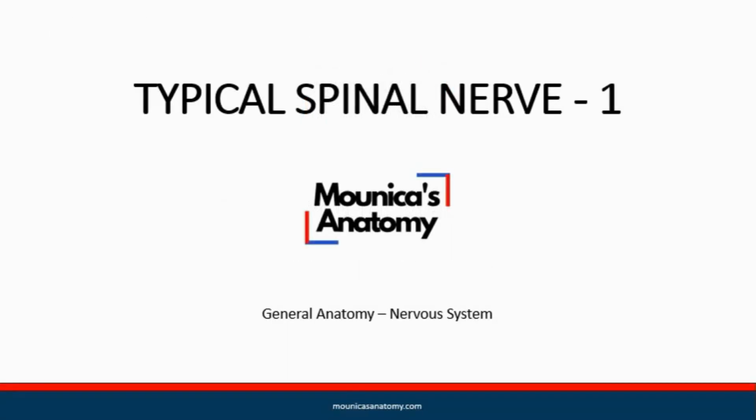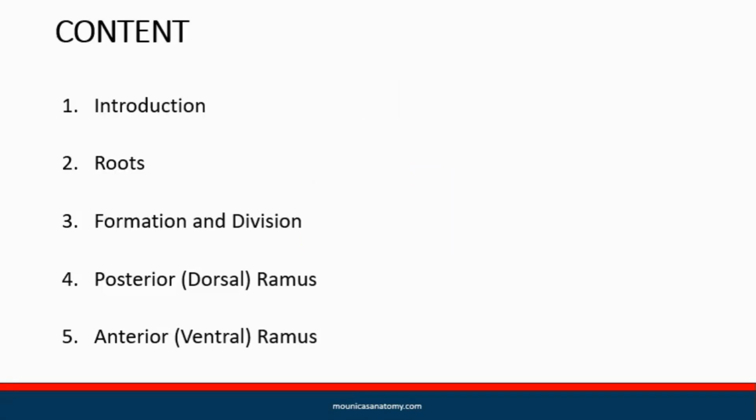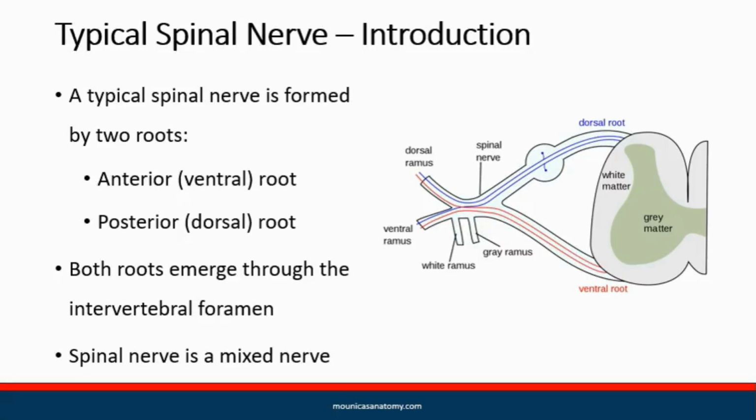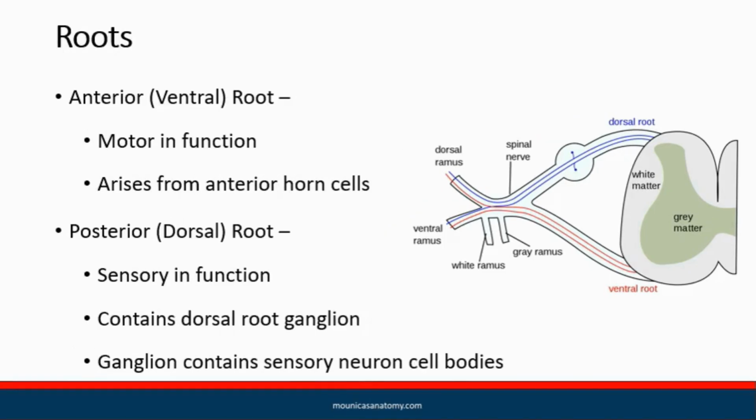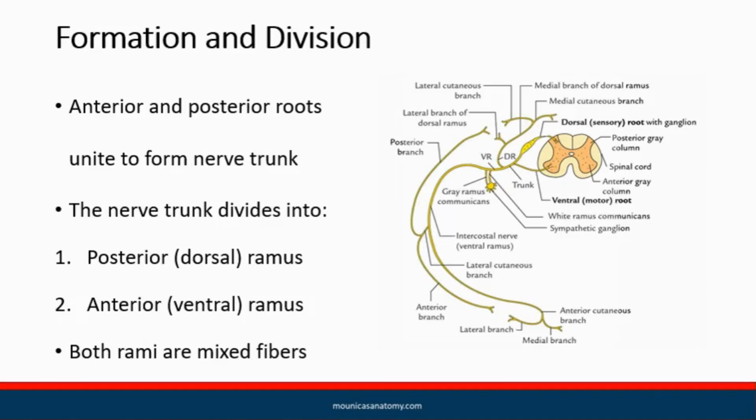Topic is typical spinal nerve Part 1. Let's study introduction, roots, formation and division, posterior and anterior ramus. Typical spinal nerve is formed by two roots, anterior and posterior. These emerge through intervertebral foramen, and spinal nerve is a mixed nerve. Roots: anterior or ventral root is motor in function, arises from anterior horn cells. Posterior root is sensory in function, contains dorsal root ganglion.